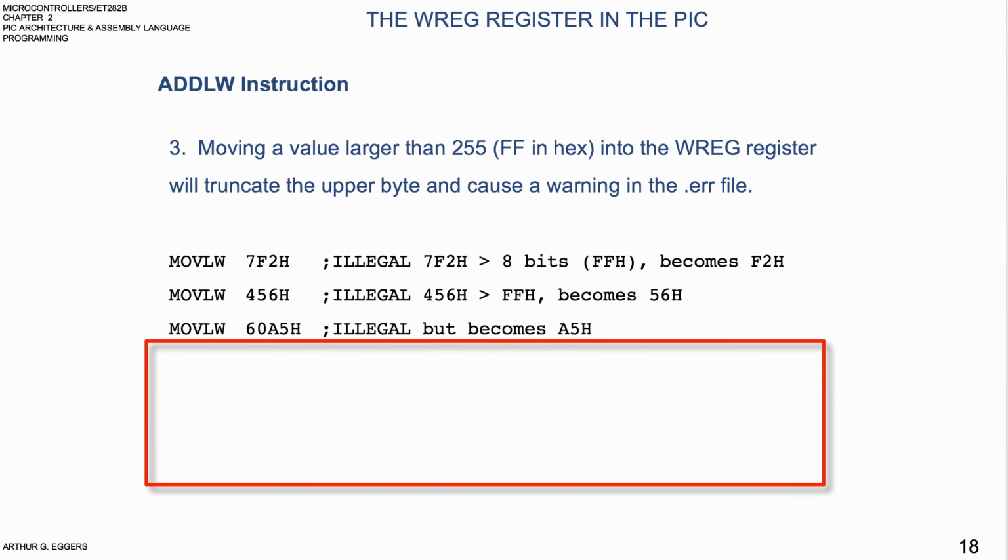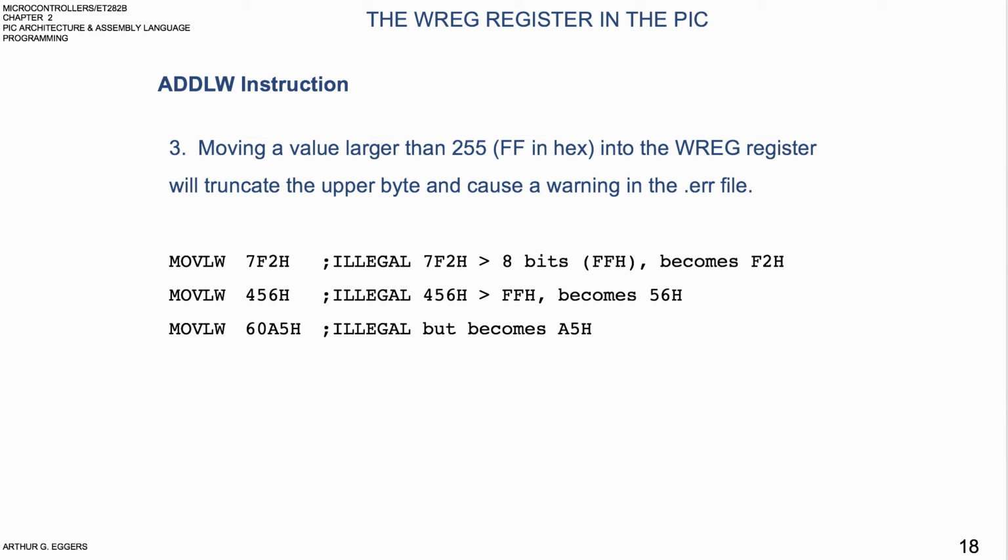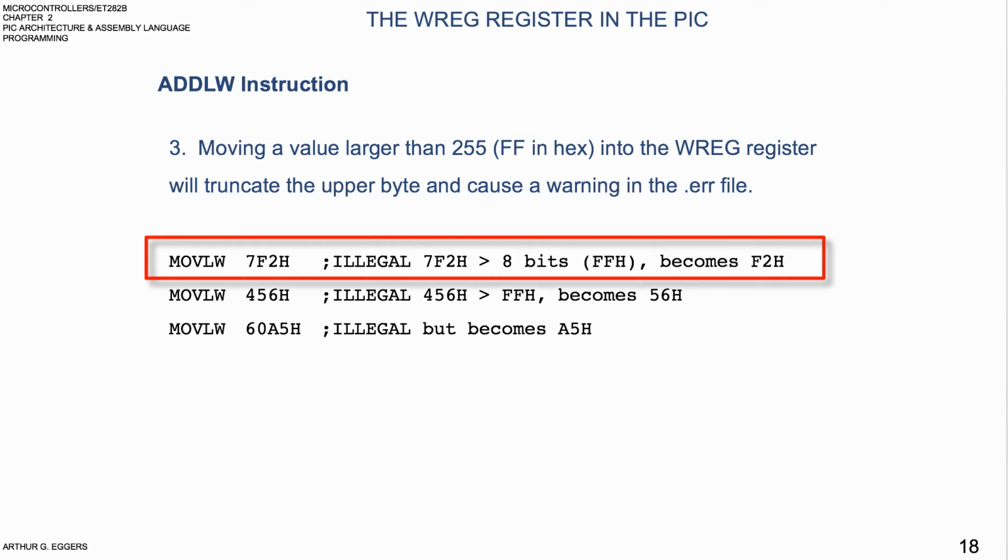Okay, it recognizes that. And then finally, if you move values that are larger than 255 or FF in hex into the register, it's going to give you an error. There's a file out there, kind of like a log file, called a .error file. It will tell you that in each case, you have exceeded the number of bits that you're trying to put in. So it chops off the most significant bits. In the first one, move LW 7F2, it'll tell you it's illegal, greater than 8 bits, and it chopped off the most significant bit, so it left F2.